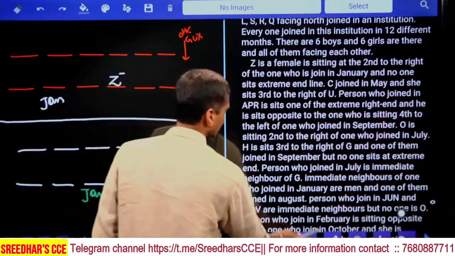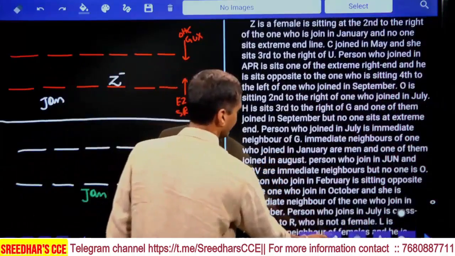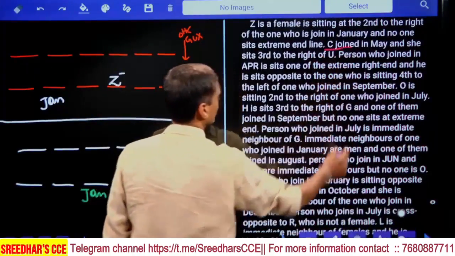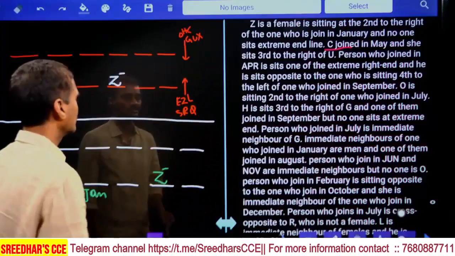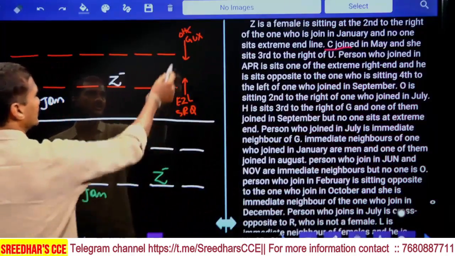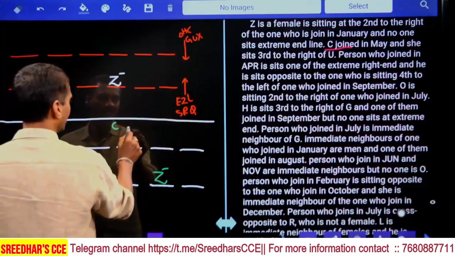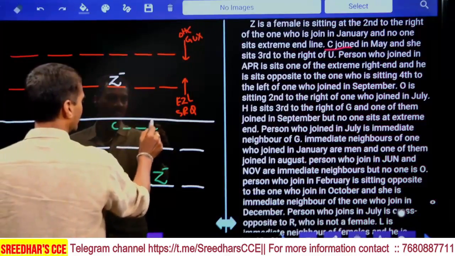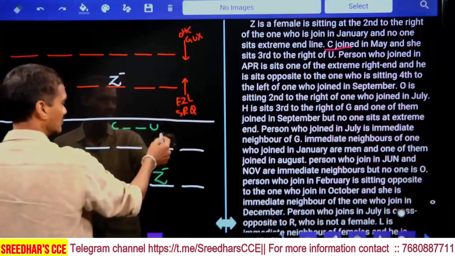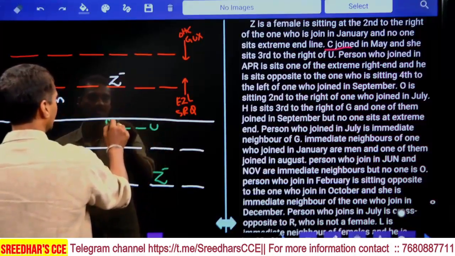Then next one, what is the next information we have? C joined in May. Where is this C? C joined in May, and C sits one to the right of you. C joined in May and C must be facing towards south. C joined in May and sits one to the right of you. One to the right hand side and south. South means like this. Now C joined in May.